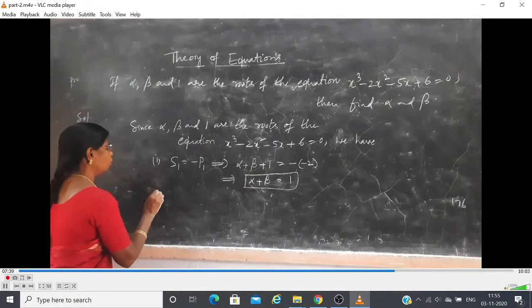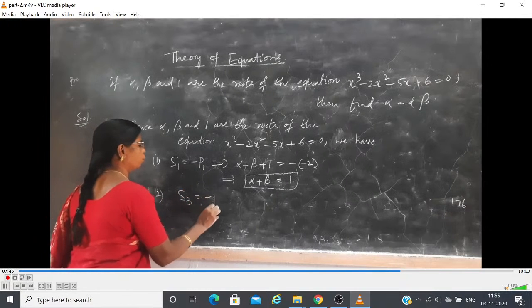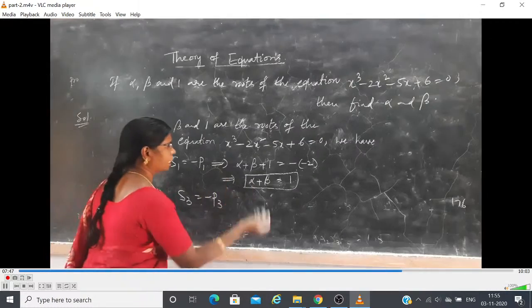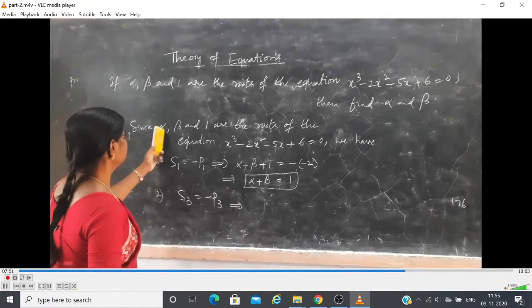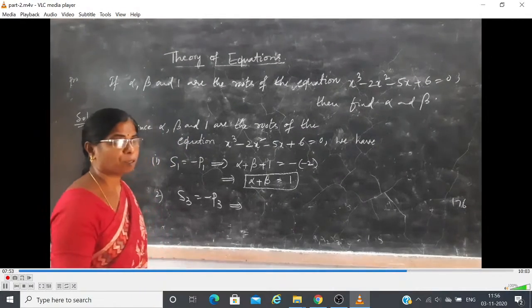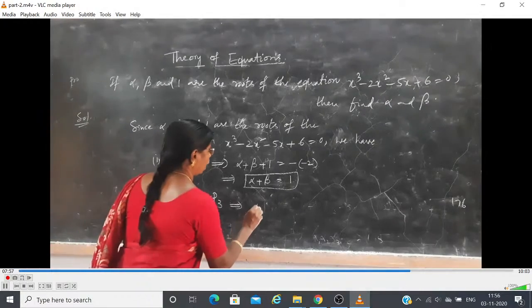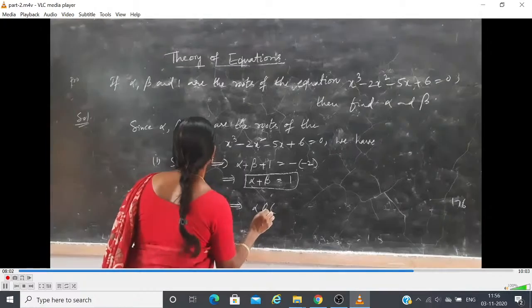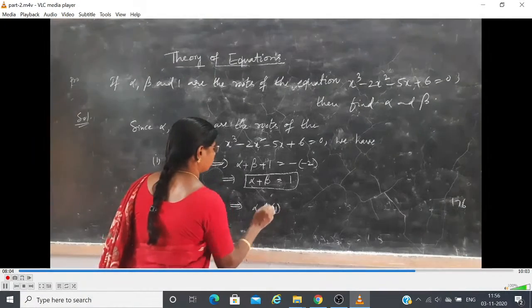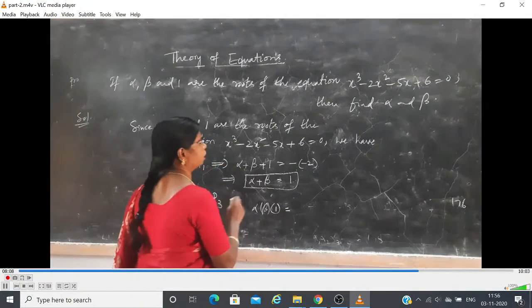Next, I come to the third relation. What is the third relation? S3 is equal to minus P3. Second we could also take, but I am taking this. What is the third relation? Alpha, beta, gamma. Product S3 is equal to minus P3. S3 is alpha into beta into gamma. Alpha, beta into 1. Alpha into beta into gamma is equal to minus P3.